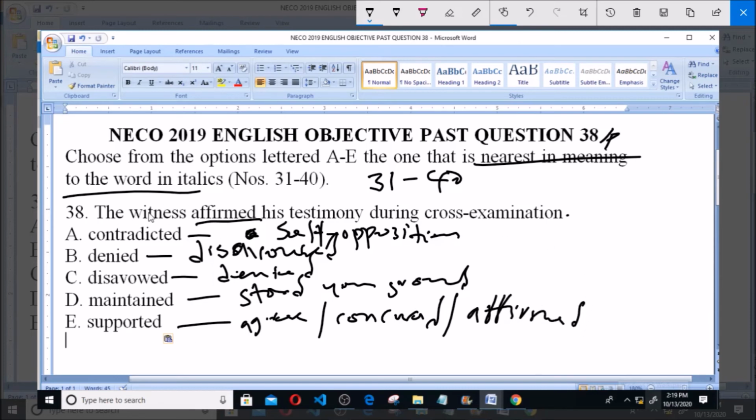So we cannot say that the witness supported his testimony during cross-examination. So option E is correct.